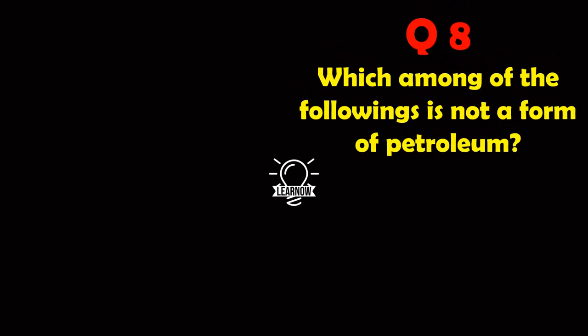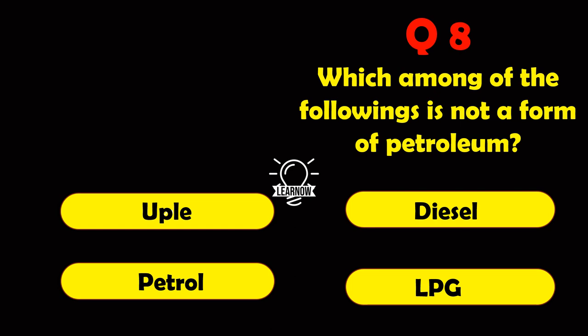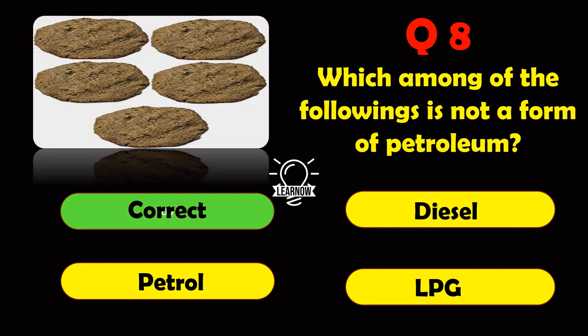The question is, which among the followings is not a form of petroleum? Let's see what are the options. Uple, diesel, petrol, or LPG. So we have to tell which of the following is not a form of petroleum. So we all know diesel, LPG, and petrol, all three of them are the products that we get from petroleum. So Uple will be the correct answer. So how do Uple look? They are cow dung cakes, as you can see in your picture, right? We'll go to the next question, question number 9.